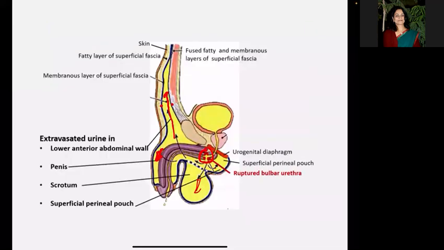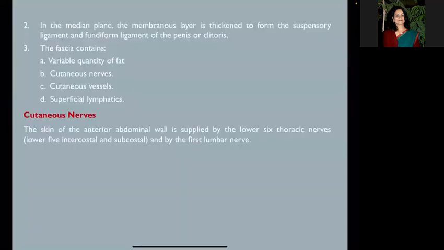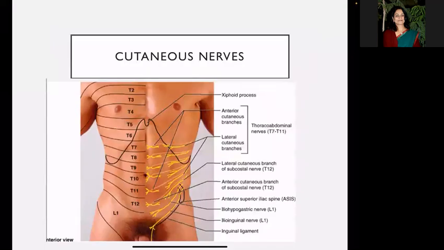We have talked about how this is extravasated to the anterior abdominal wall, to the pelvis, and to the gut. Now we'll talk about cutaneous nerves, vessels, and lymphatics. As seen in this diagram, the cutaneous nerves are branches from the lower intercostal nerves on the lateral side and from the first lumbar, that is named as ilioinguinal and iliohypogastric nerve.